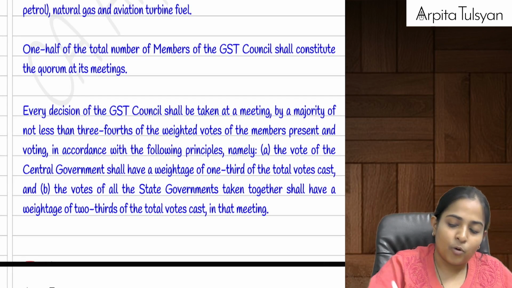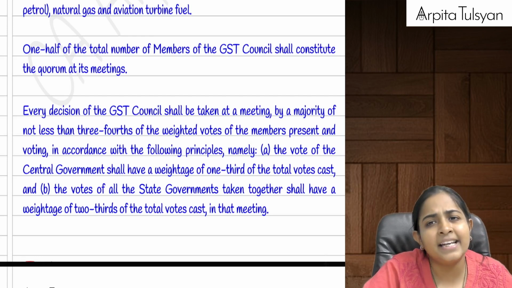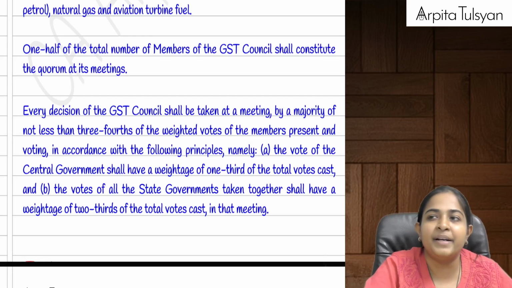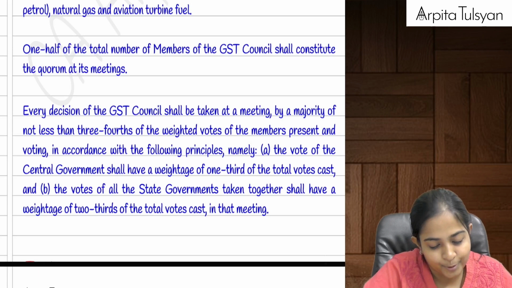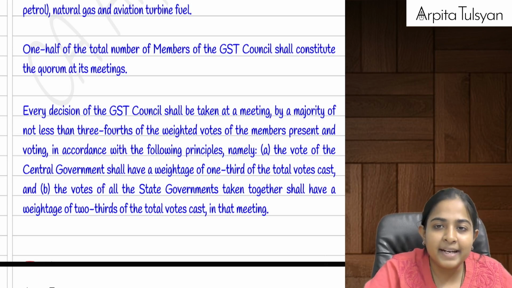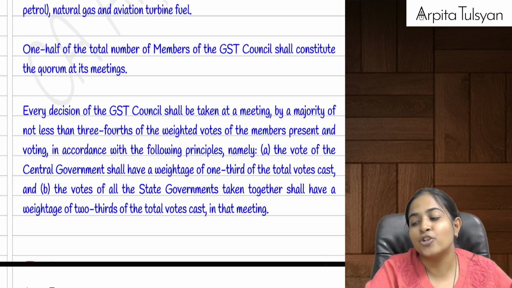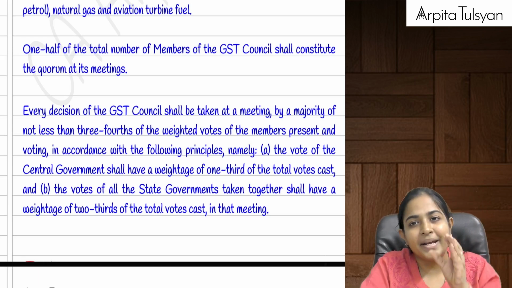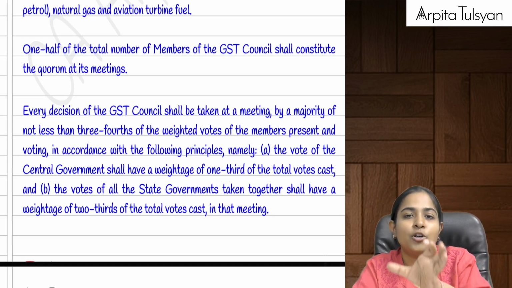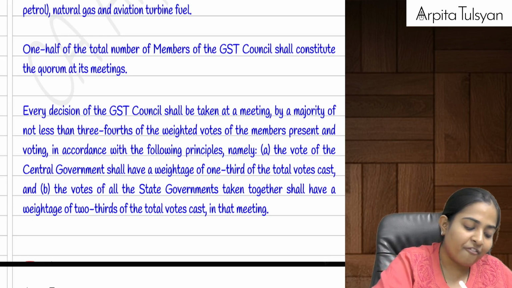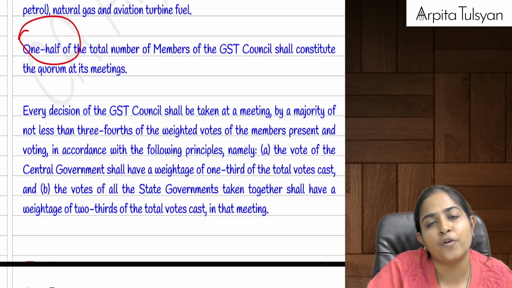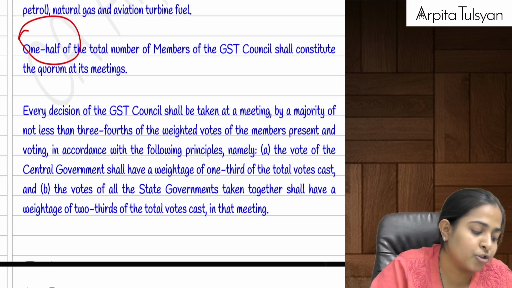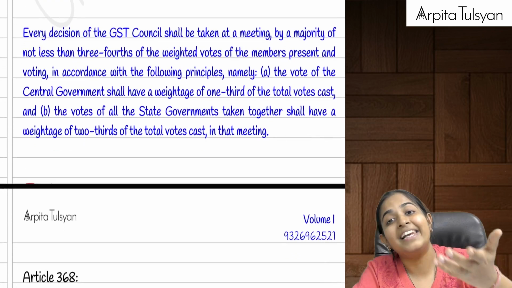Right? Acha, now the GST Council will meet. You must have seen in the news also, right? GST Council meeting is going to be held today and all those things. So for a particular meeting to be a valid meeting, can we say we should have a quorum? That is, some minimum number of members should be present to decide on the matters. So 50% of the total number of members of the GST Council should be there, so as to conduct a valid meeting.